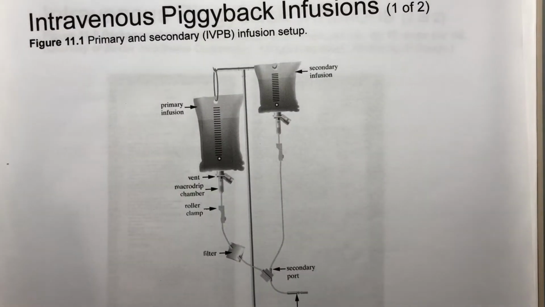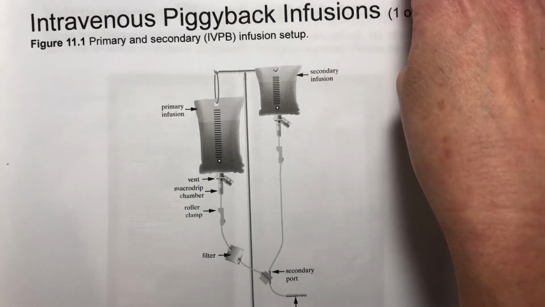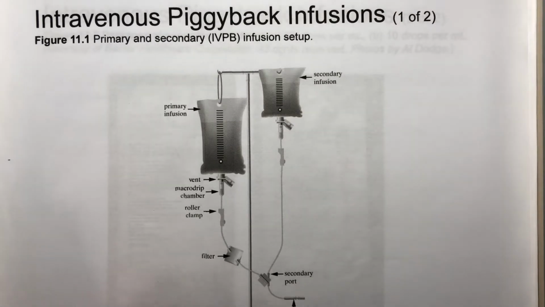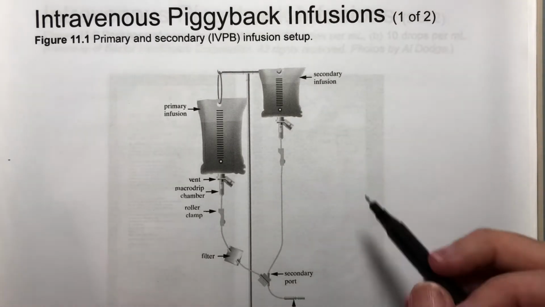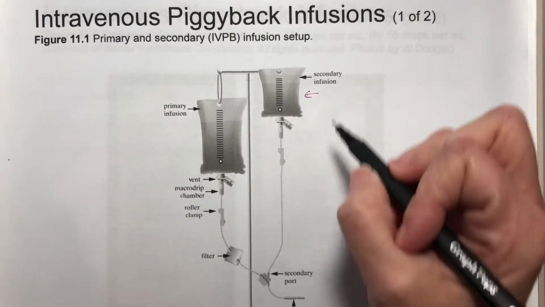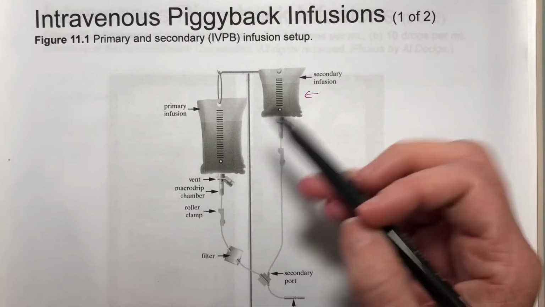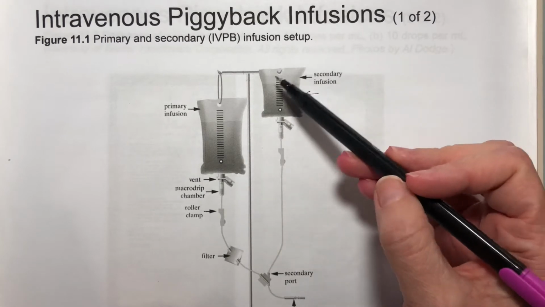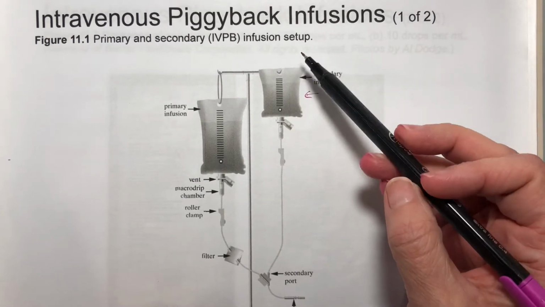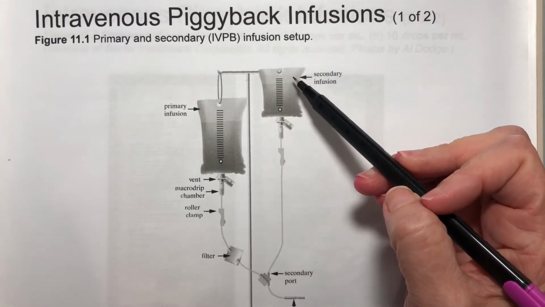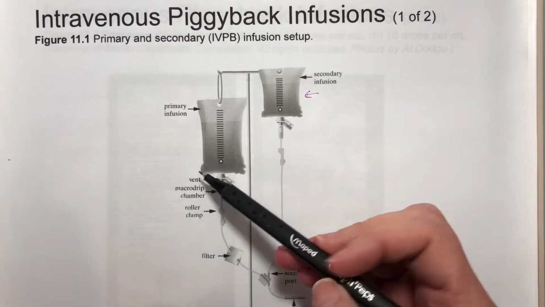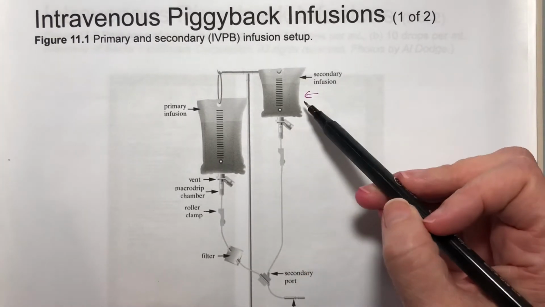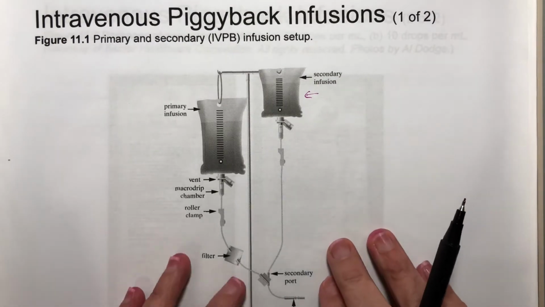Okay, so this is an example of a setup for IV piggyback infusion. Notice that the secondary infusion is higher than the primary. And this is because we want this to go in first. So being higher, the pressure will be greater than the pressure here, and so this one will enter first.